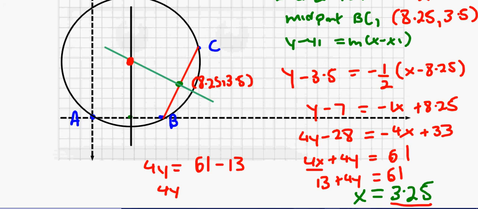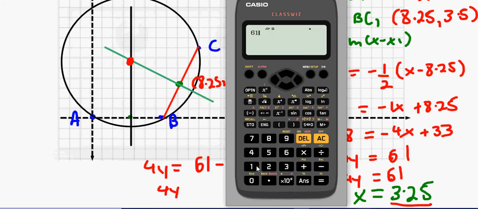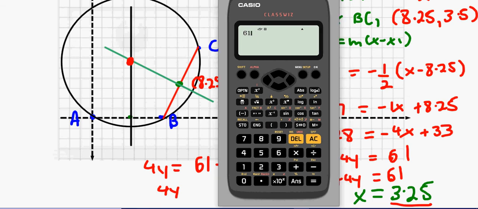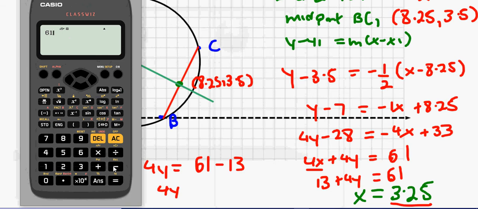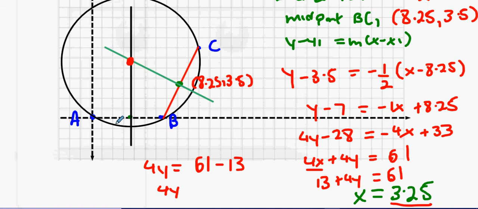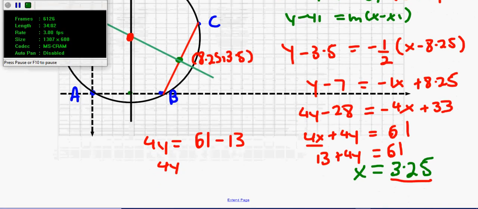4y equals 61 take away 13. 48 divided by 4 is 12. So they're thinking the answer is 12. 3.25 and 12. Well, that's the interesting one. We'll just have a quick look here.